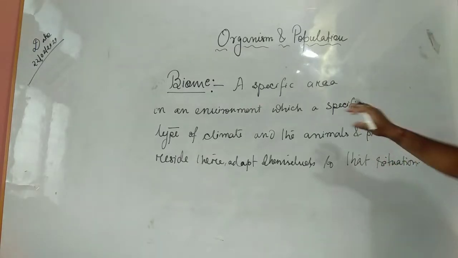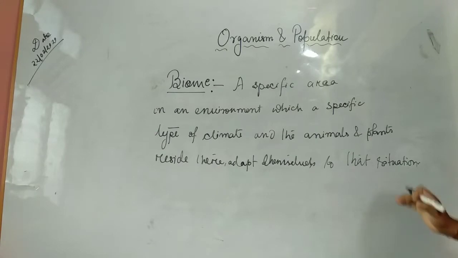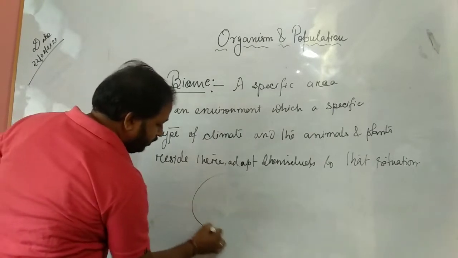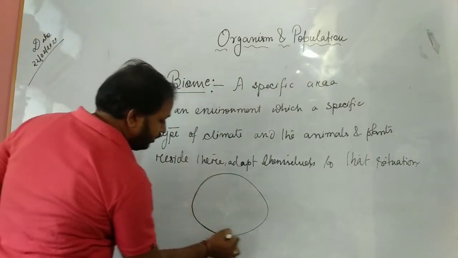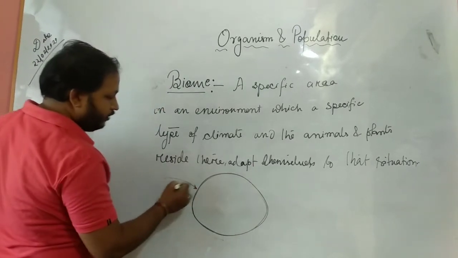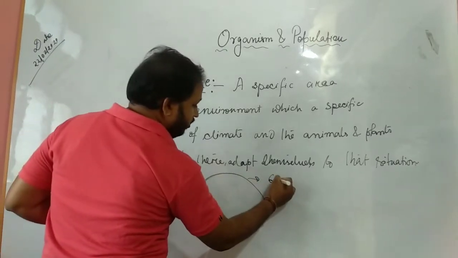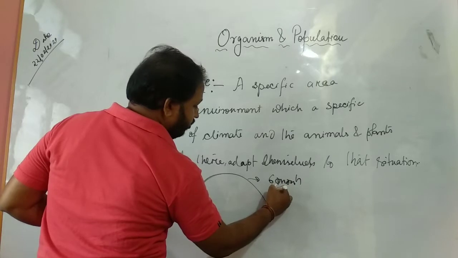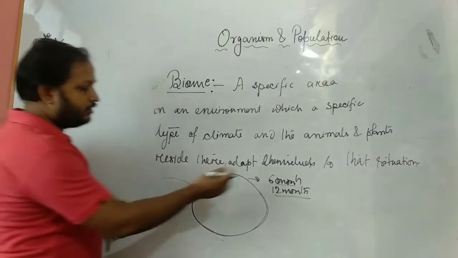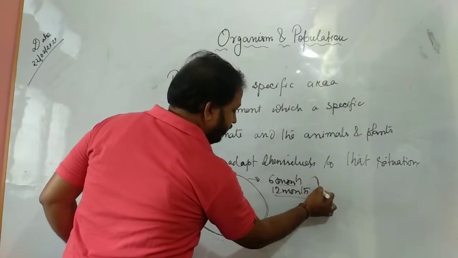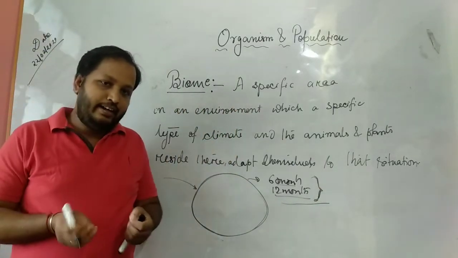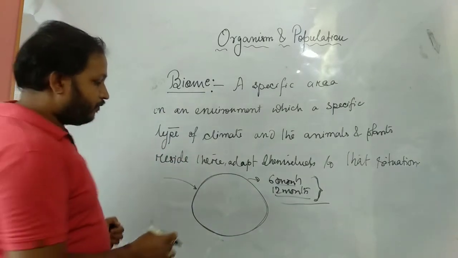Let us try to understand this definition. A biome is a specific area in the biosphere where the climatic condition is specific, for example, six months of rain or rain throughout the twelve months. It has its own climatic conditions, and the animals that reside there have adapted themselves to that situation.